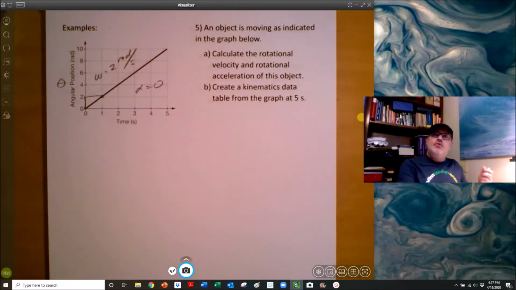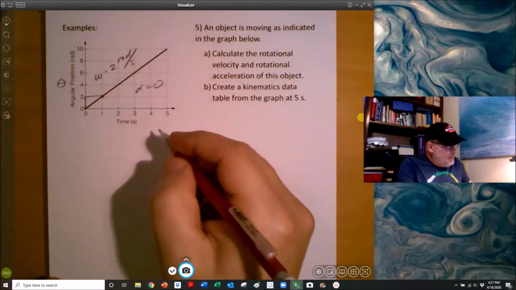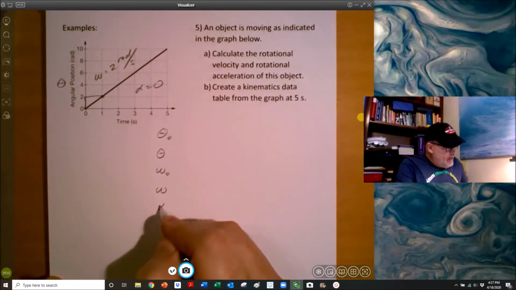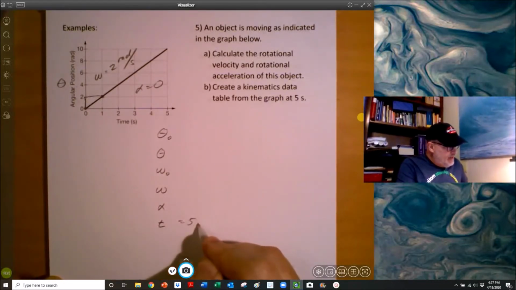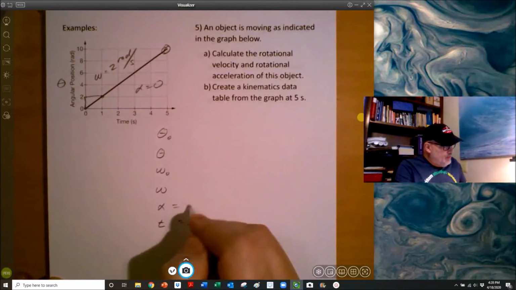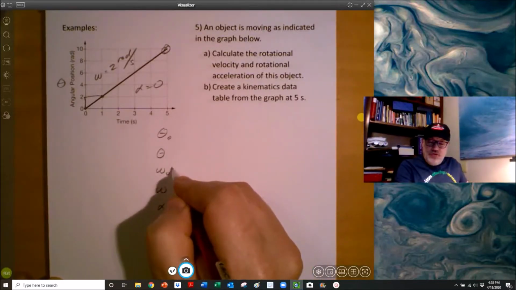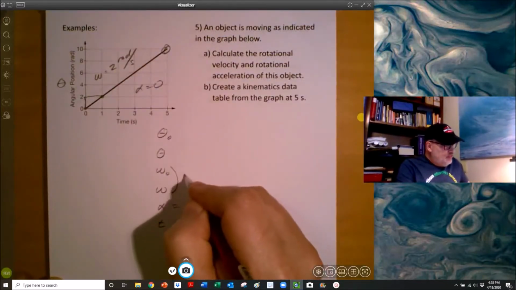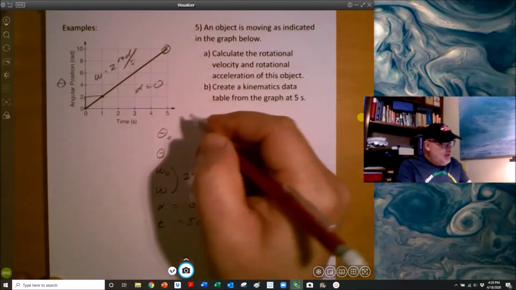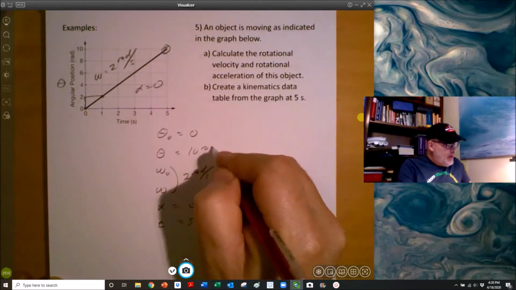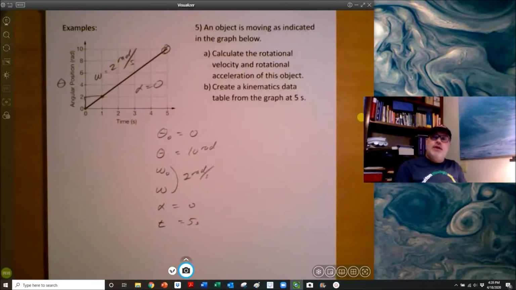And then it asks us to fill out the kinematics data for at 5 seconds from this graph. So theta naught, theta, omega naught, omega, alpha, and t. We know we're at 5 seconds. So we're looking for the information right here at 5 seconds. Well, we know the acceleration is 0. We know that our rotational velocity is constant at 2 rads per second. So these are the same. We begin at 0 position and we end at a position of 10 rads of angular or rotational displacement.